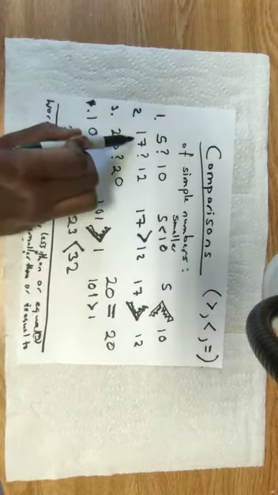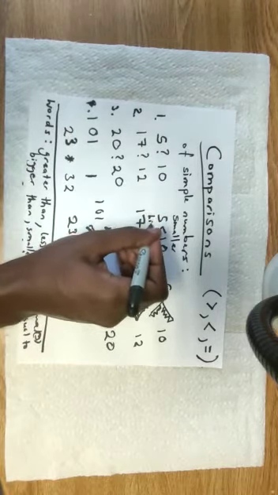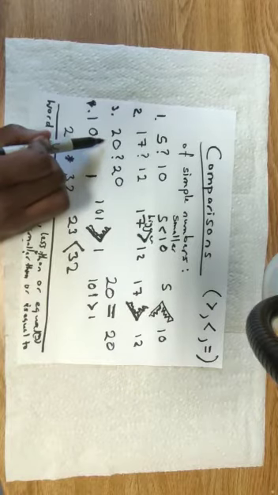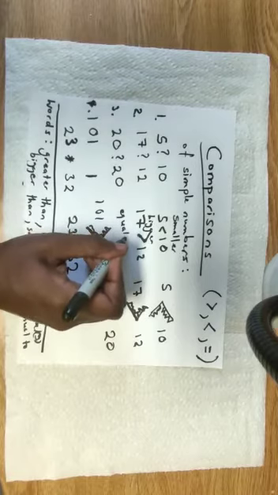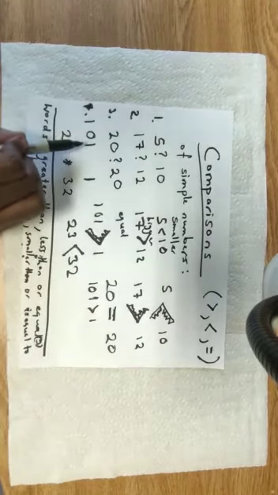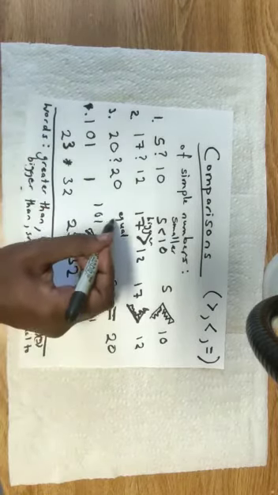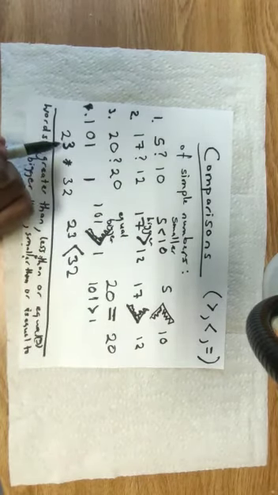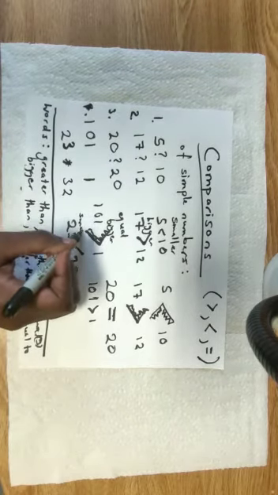Is 17 bigger or smaller than 12? 17 is bigger. So now we'll just write bigger. Is 20 bigger or less than 20? Well, 20 is actually equal. So it's just 20 equals 20. Is 101 smaller or bigger than 1? It is bigger. So 101 is bigger. Is 23 bigger or smaller than 32? 23 is smaller. So I hope you're noticing the pattern here.